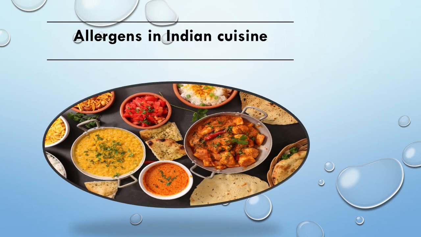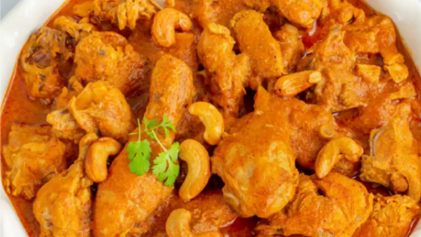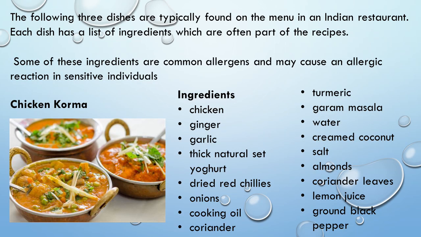Right, next we're going to be talking about some of the allergens found in some different types of cuisine. We'll begin with Indian cuisine. So, allergens in Indian cuisine. Now, the most common dish in Indian cuisine is chicken korma. This dish is typically found on the menu in an Indian restaurant.